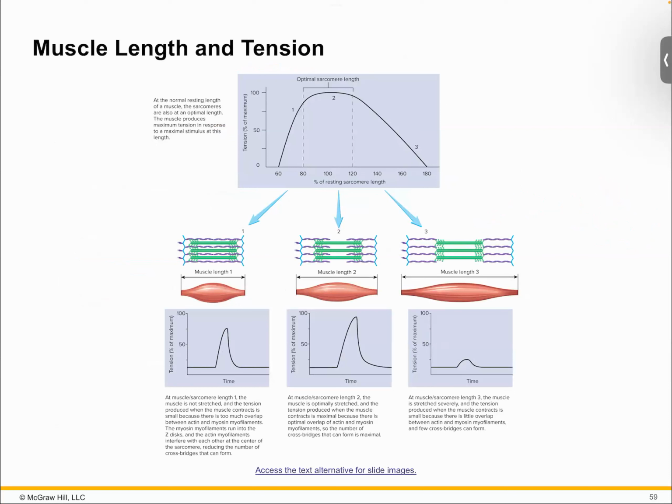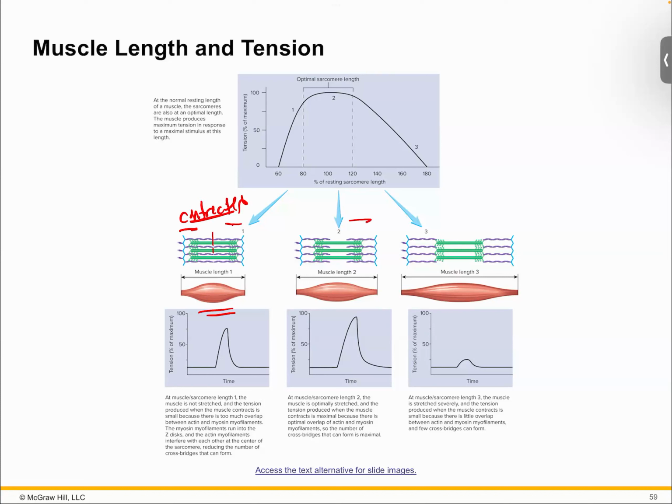So this is what it looks like when you're taking a look at the zone of overlap. Here you can see different muscle lengths. Here's a shortened muscle, a fully contracted muscle. You've got maximum shortening, so there's nowhere else to go. Your actin basically has already met in the middle. This is a fully contracted sarcomere.